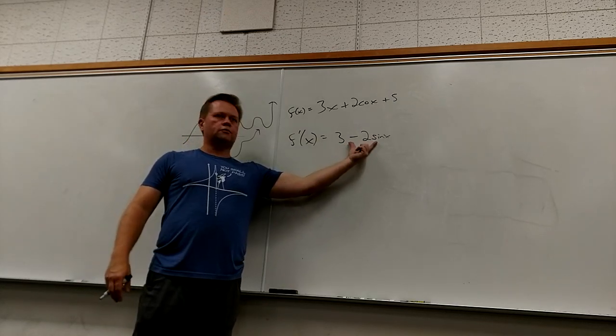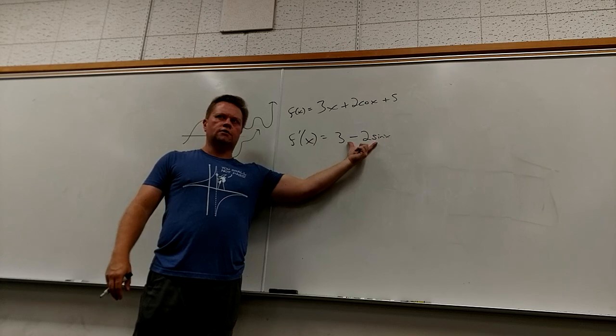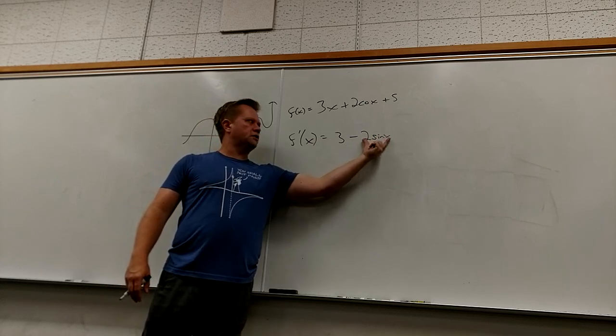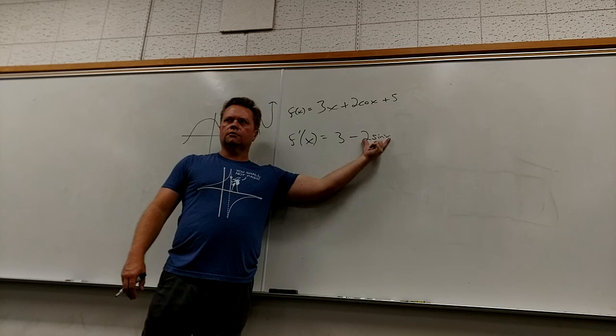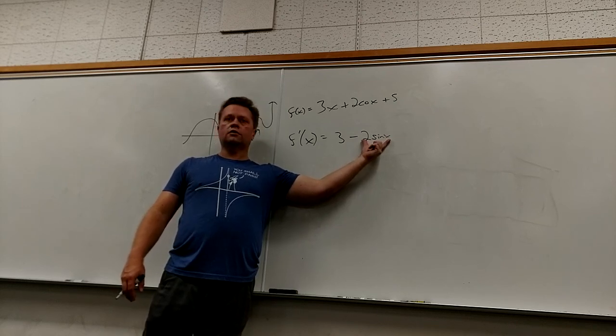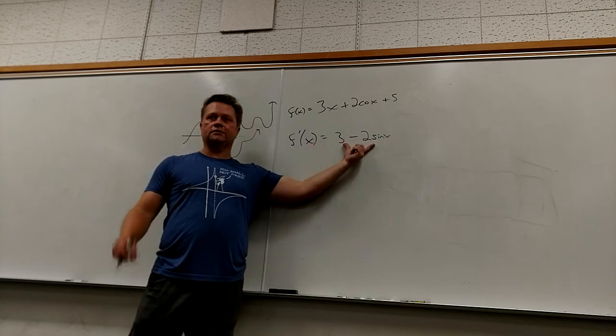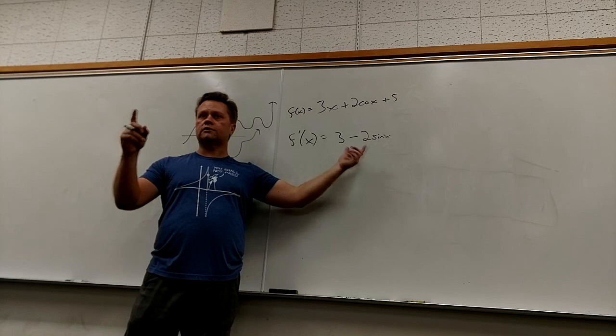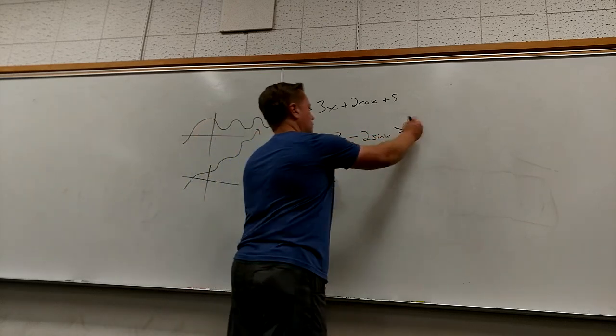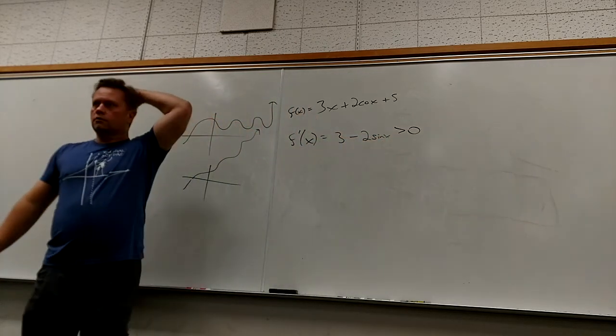So what about 3 minus 2 sine x? What's the most negative this could be? Negative 2, right? So the smallest this derivative can be is what? So this derivative is always positive.